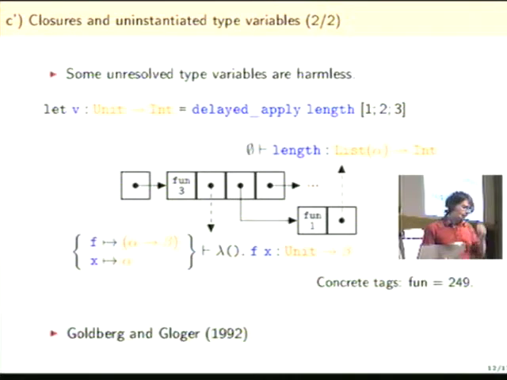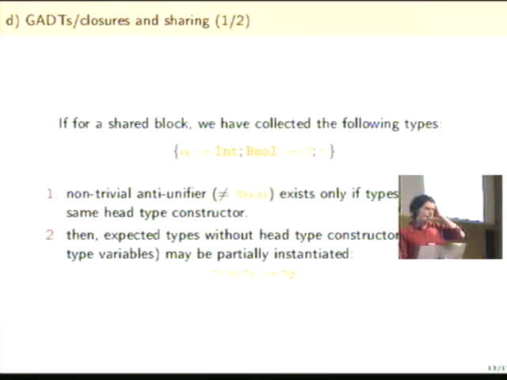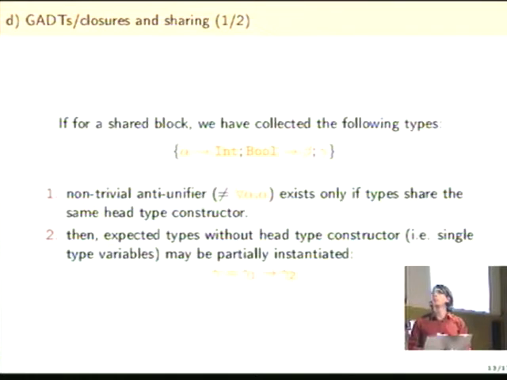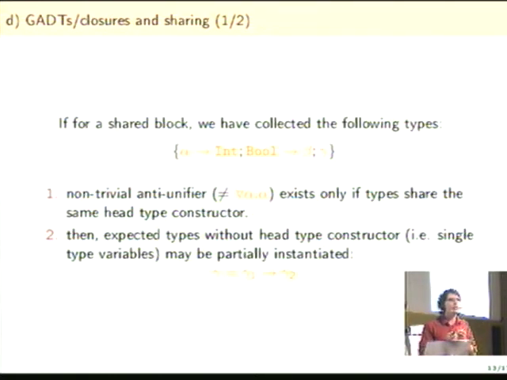And the last part, and maybe the most critical one in the algorithm: if we want to be able to handle GADTs in the presence of sharing in the memory graph. Suppose we have collected those three types for a shared block. We are not able to anti-unify all those types because the anti-unifier depends on the further instantiation of the type variable.